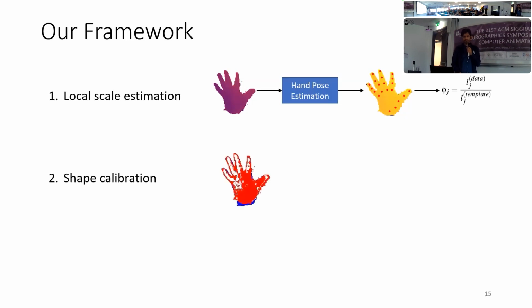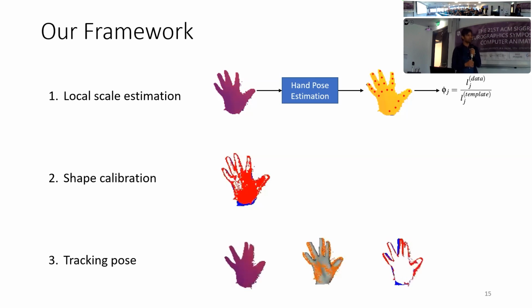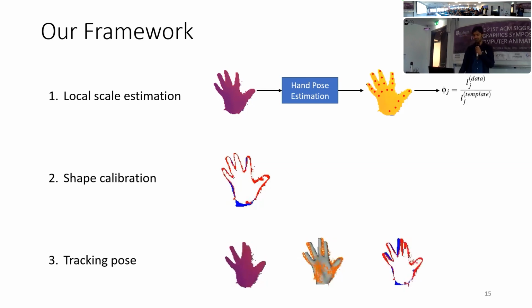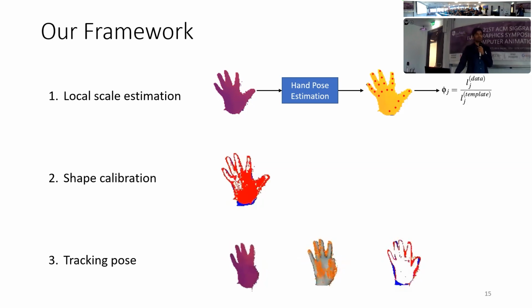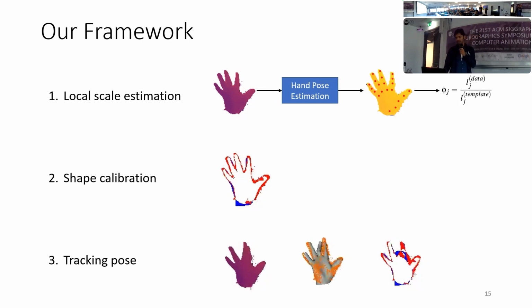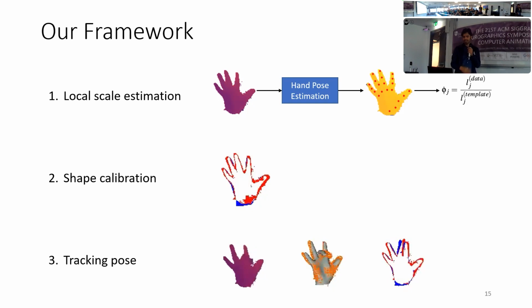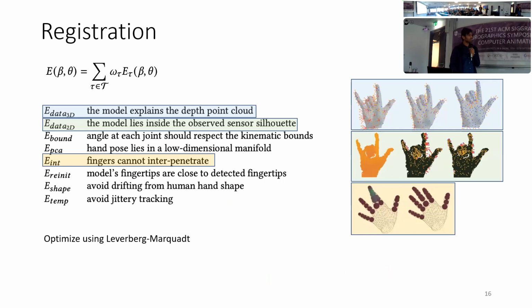The next stage is the shape calibration, in which we optimize the shape and pose by registering locally scaled A-mano on the first few frames. And once the shape parameter converges, we optimize only the pose parameters on the subsequent frames. We call this the tracking stage. Now we optimize the shape and pose parameters in our calibration and tracking stages by registering the mesh to the observed data. Now let's discuss our registration process.